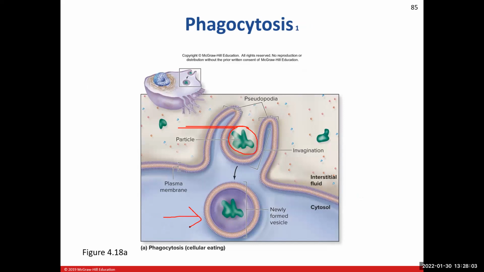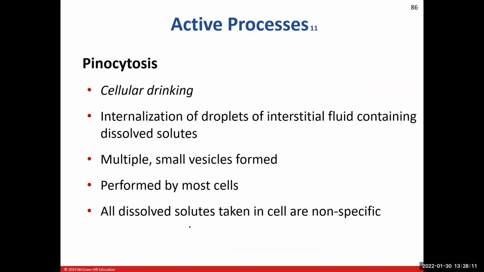So it doesn't necessarily have to be a lysosome every time, right? There's other cell organelles that might be a part of that process, whatever it's going to be used for. So that's phagocytosis. Pinocytosis, right? We talked about eating. What about drinking?